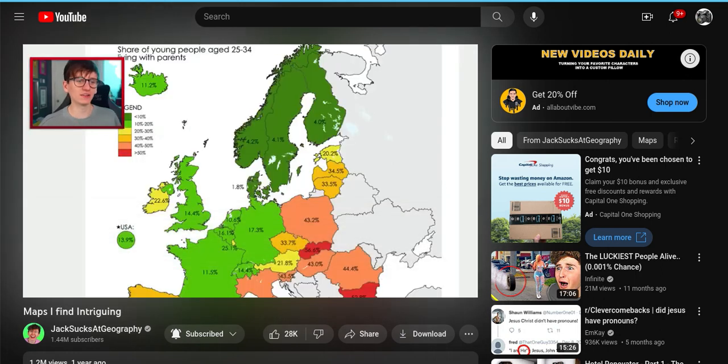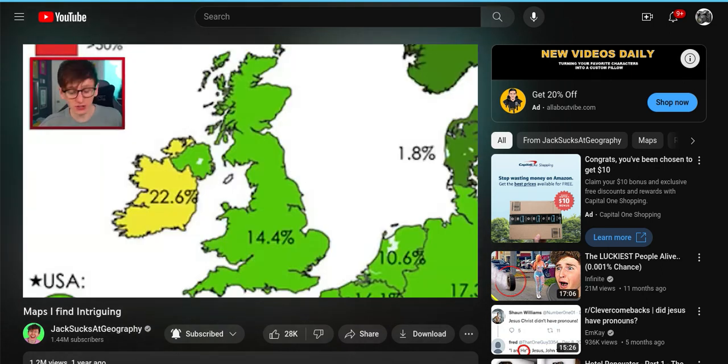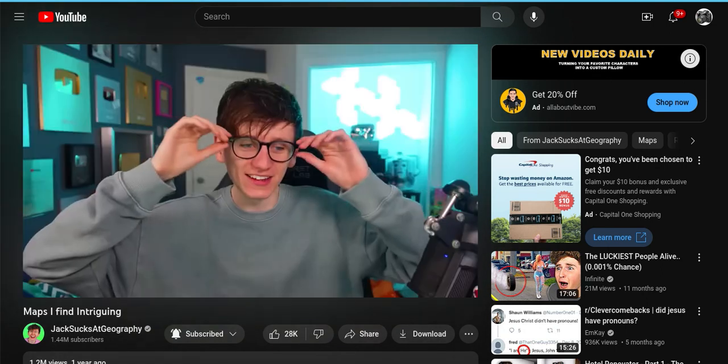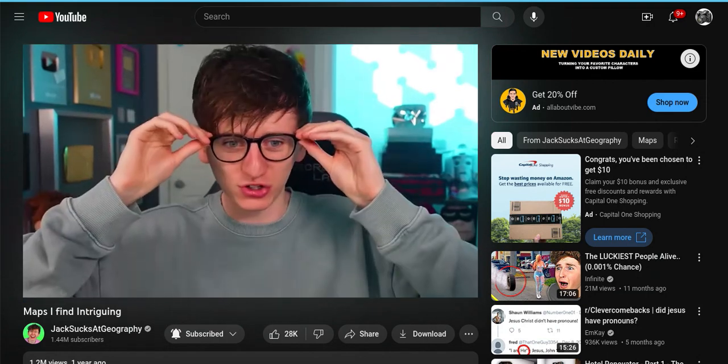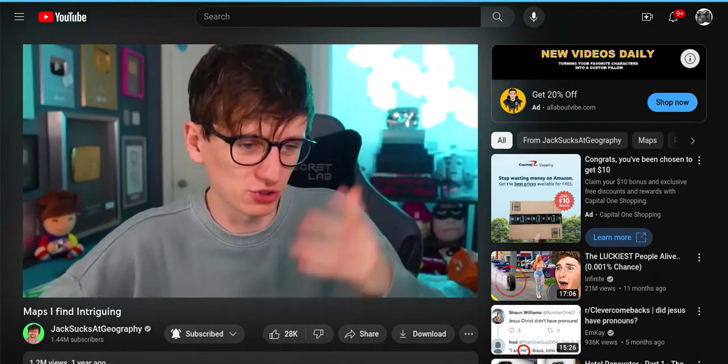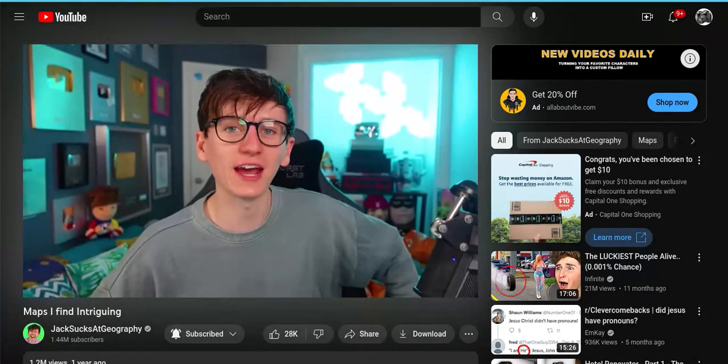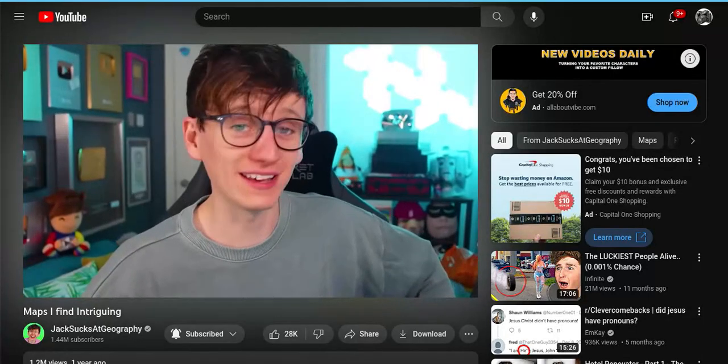So I reckon if this map was updated, the statistics would be even higher, particularly in the UK, because the housing market is mental. It is just ridiculously broken, and it's almost impossible for most young people to buy their own house now. So I do not judge anyone living with their parents, because the economy is completely broken.